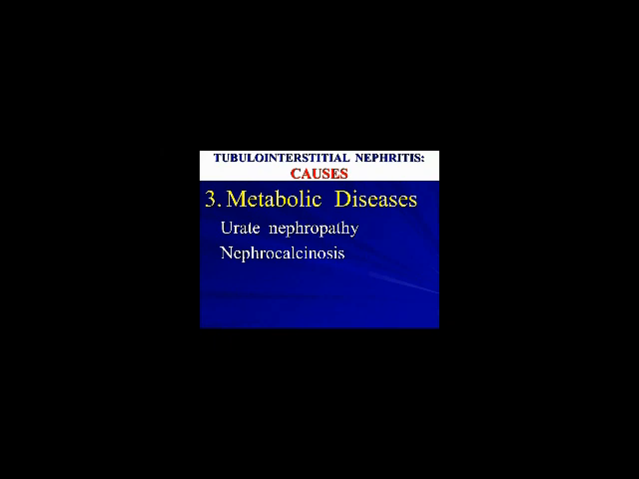In metabolic diseases like gout, there is a high uric acid level, and this uric acid gets deposited in the kidney and causes urate nephropathy. Similarly, in hypercalcemia, there is deposition of calcium in the kidney parenchyma, and that condition is called nephrocalcinosis.